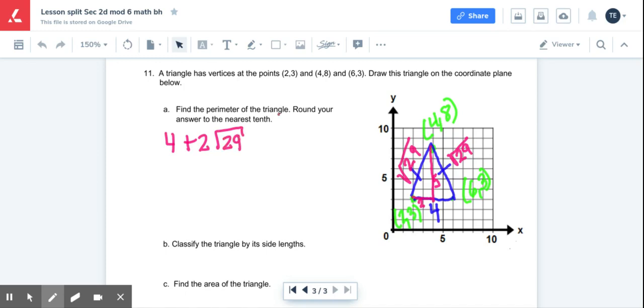And then it says round to the nearest 10th. No problem. 4 plus, I find the square root of 29 and multiply by 2. I get about 10.77. I always do my work one more decimal out than where I need to round, so I don't get rounding errors during my work. So then I get 14.77. I've got to round that to the nearest 10th, so 14.8.